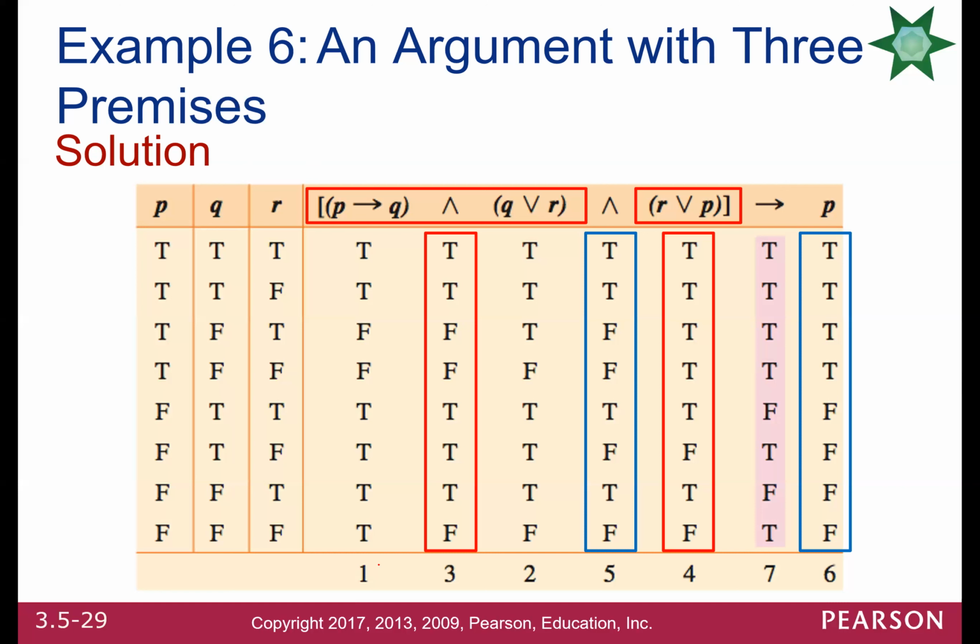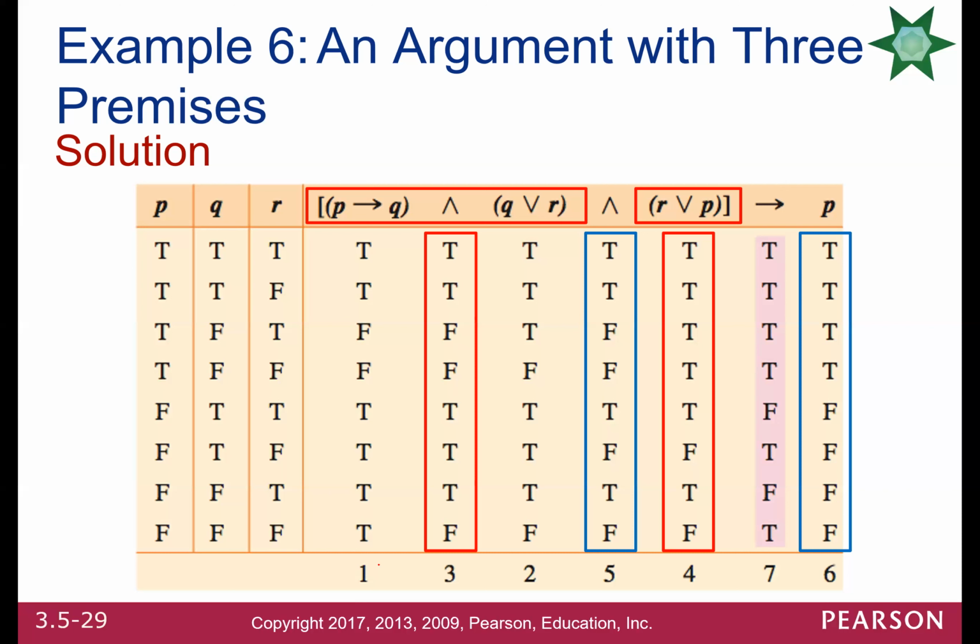The disjunction is only false if both statements are false. So R or P will only be false when both R and P are false. So it will be false for case 6 and in case 8. Otherwise, it's true. All right, so now we're going to combine all 3 premises.